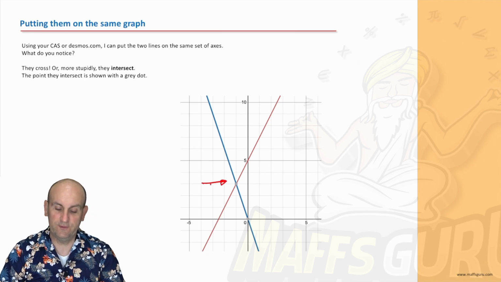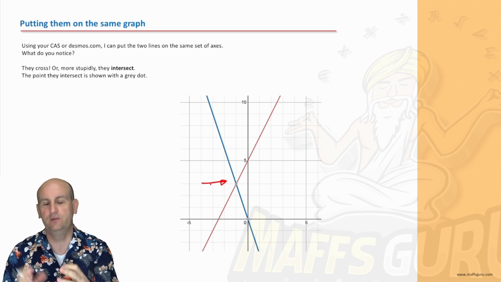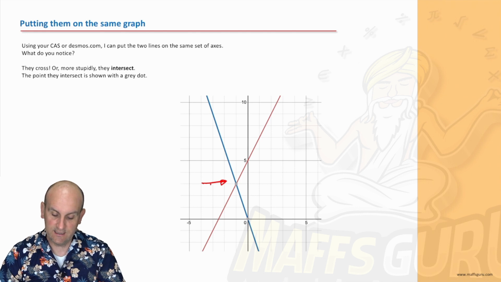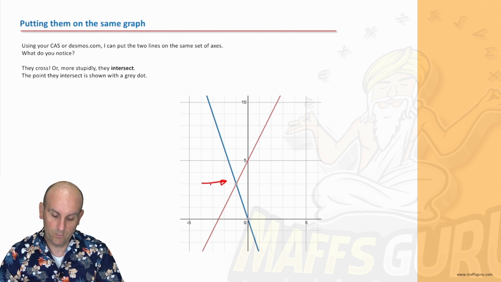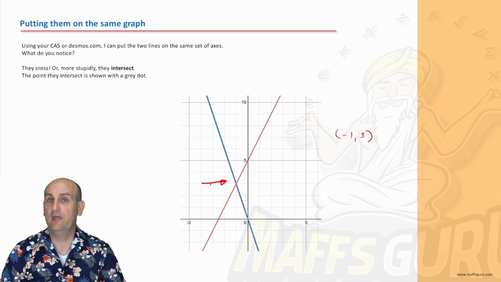Now, because we've drawn this beautifully, it can be read off my graph. In that situation, if we were lucky and we got two beautiful straight lines there, we could see that it crosses at, what was that, minus 1, 1, 2, 3. So we can see that it crosses at minus 1 and 3.